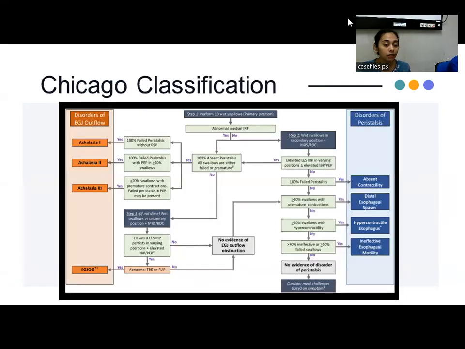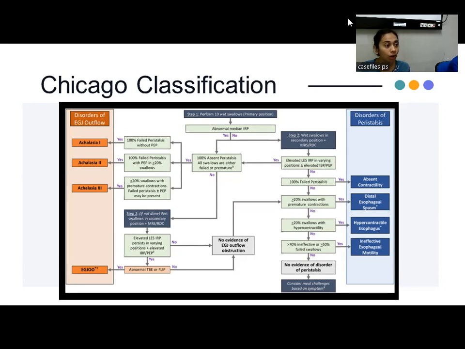Based on the HRM, there is a Chicago classification of the esophageal motility disorders. It divides the disorders into two: the disorders of GEJ outflow and the disorders of peristalsis. After the swallows are done, a median IRP is calculated, which is the integrated relaxation pressure. If it is abnormal, that is if it is more than 15 mmHg, and there is 100% absent peristalsis, we can go towards a diagnosis of achalasia.